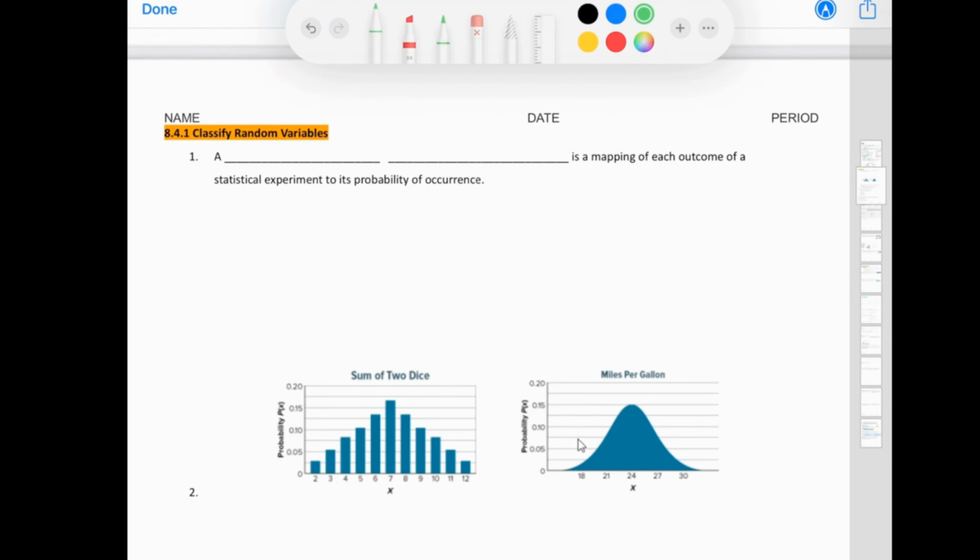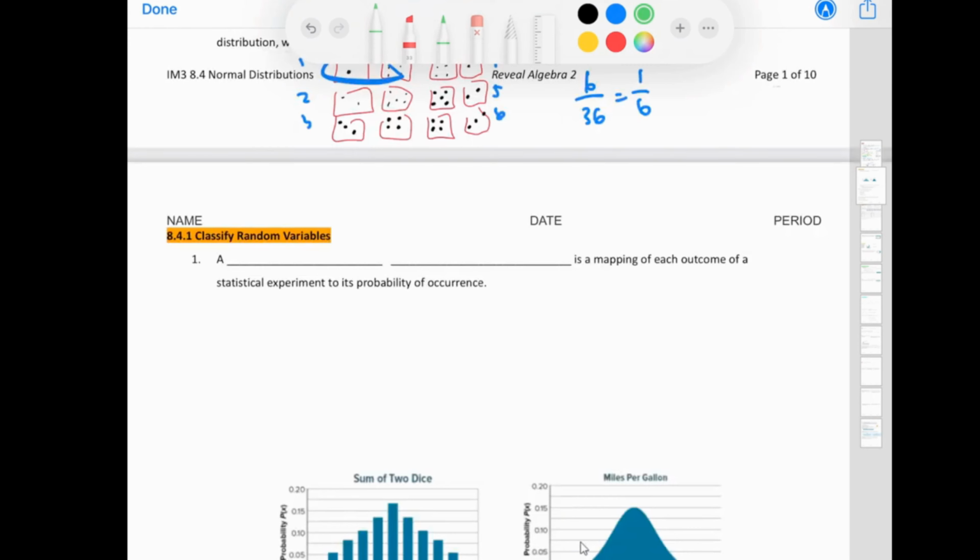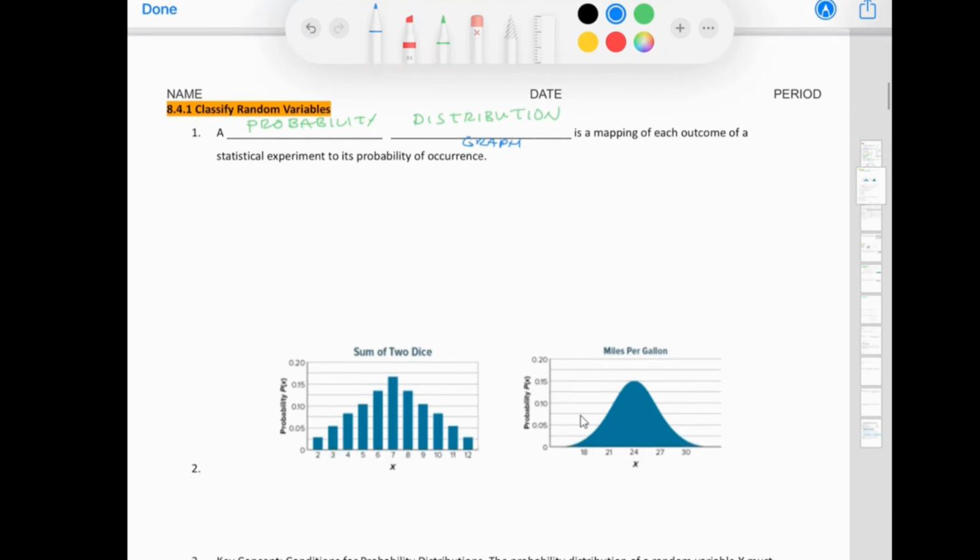Let's go ahead and move now to 8.41. All right, a probability distribution, and a distribution is just a fancy word for a graph. A graph is a mapping of each outcome of a statistical experiment to its probability of occurrence.